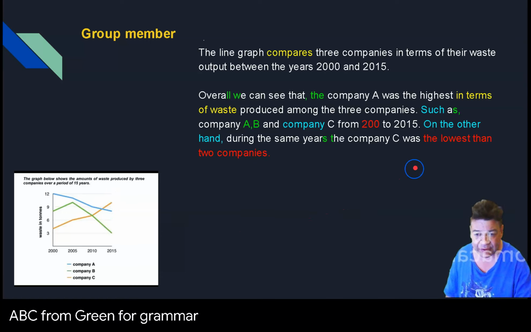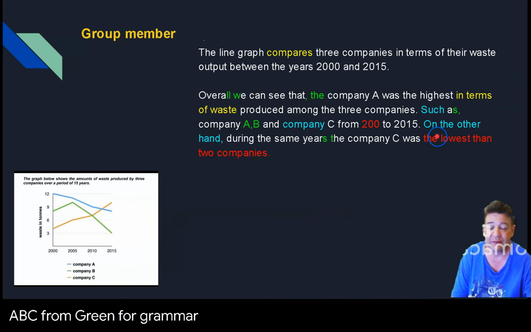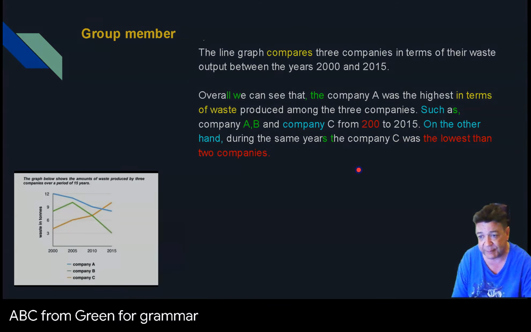So this is red for task achievement because you have not identified the most important features. In fact, you have misidentified the features and reported them wrongly, incorrectly. That'll be a big, big hit on task achievement.